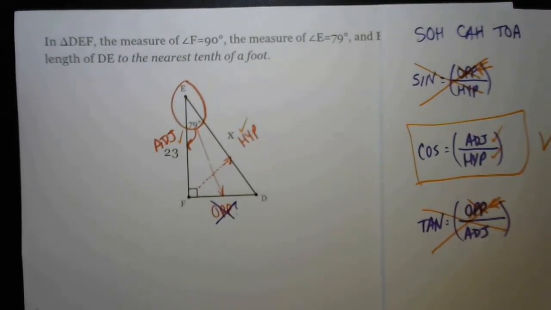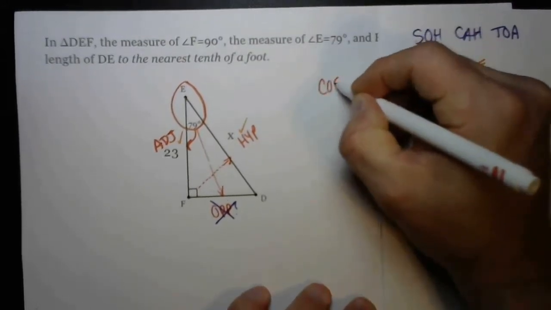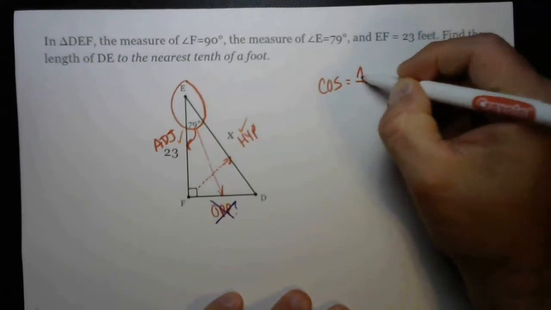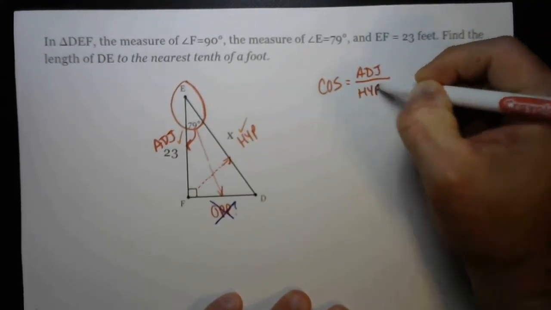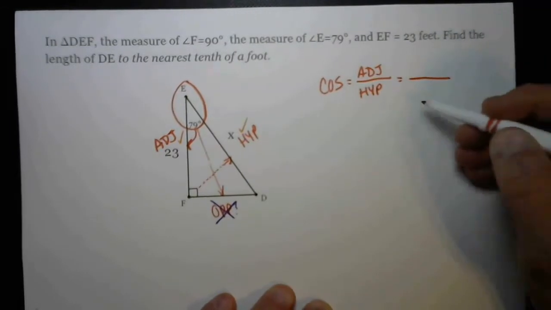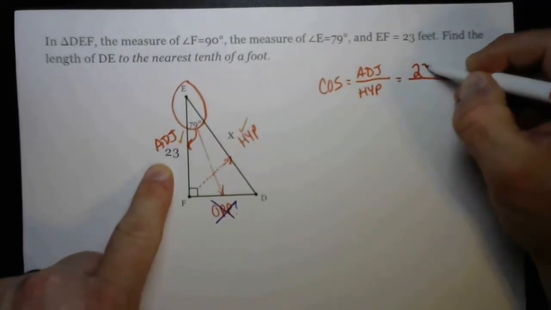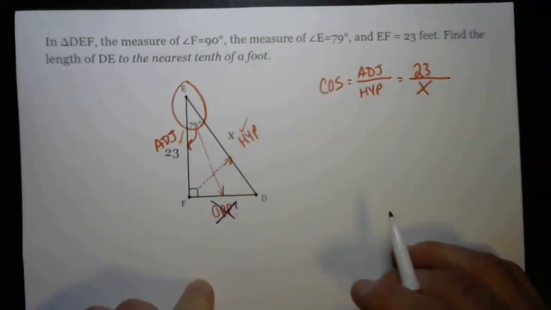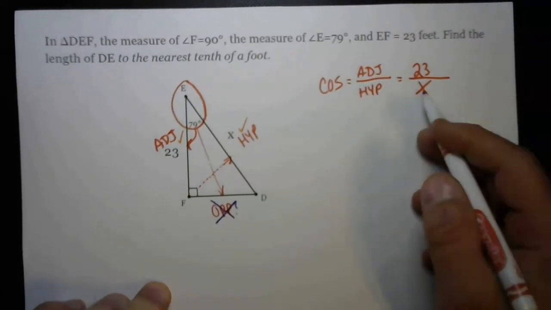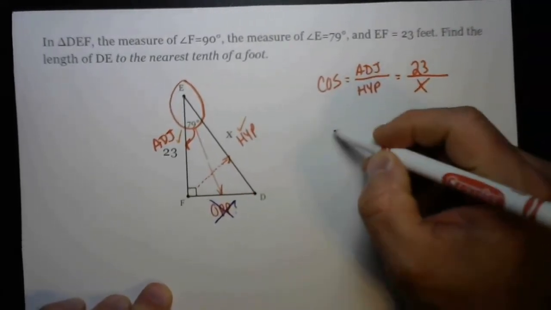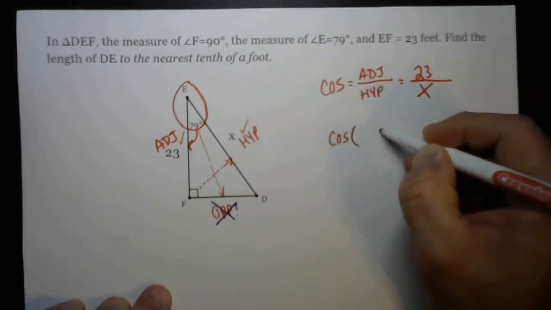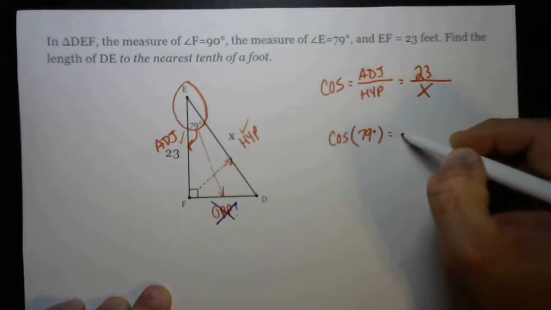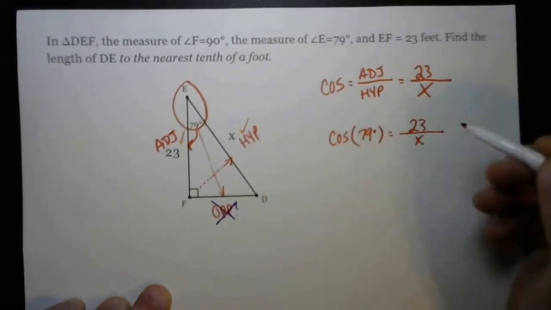Let's write cosine over here on our paper. Cosine. So I'm going to sit those off to the side. And I'm going to remind myself cosine is adjacent over hypotenuse. I'm going to fill these values in for this fraction. Adjacent is 23. Hypotenuse is x. So I'm using cosine and I've filled in my sides. So I'm going to rewrite this as the cosine of 79 degrees equals 23 over x.